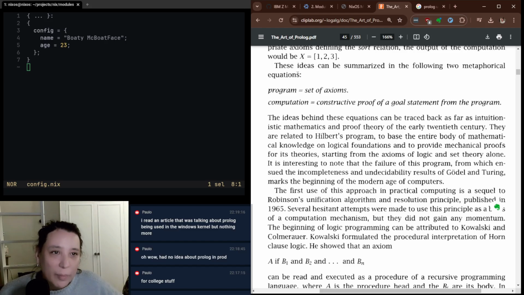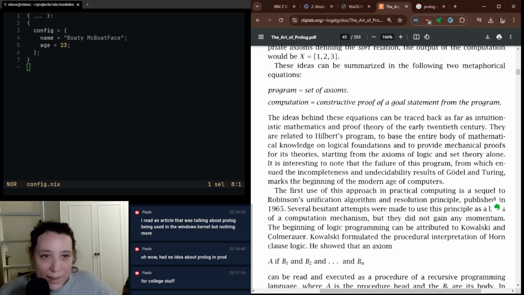Sorry. These ideas can be summarized in the following two metaphorical equations. Ooh, we got metaphors now. Program equals set of axioms. Computation equals constructive proof of a goal statement from the program.